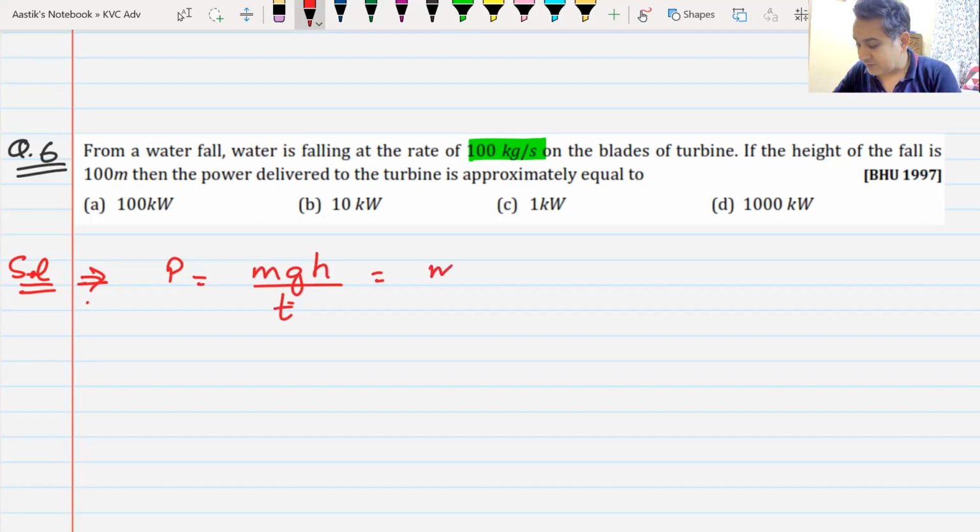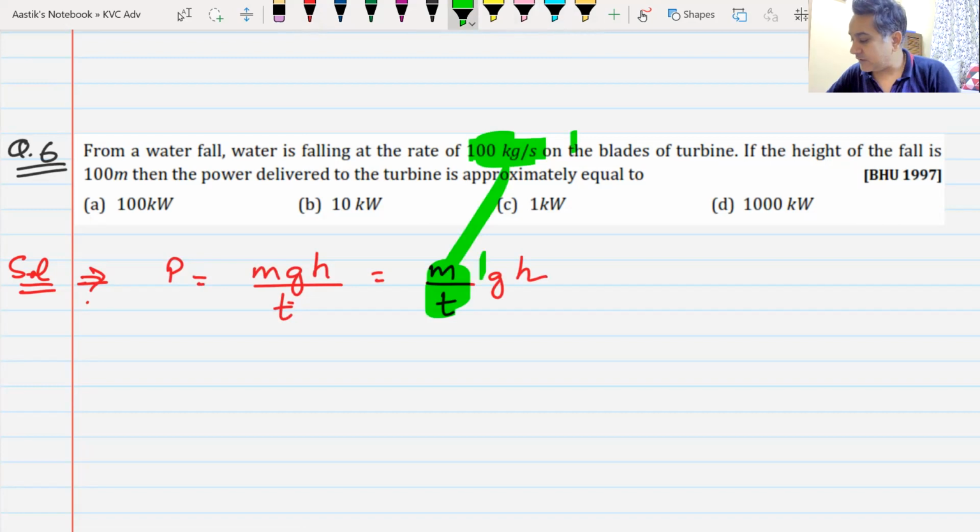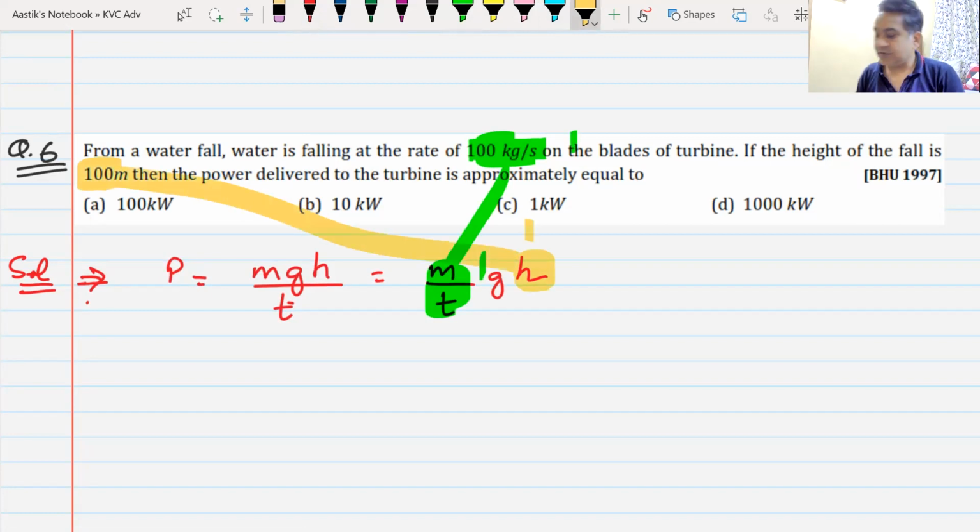You can write it like this: rate at which the mass is falling multiplied by g multiplied by h. Do you understand what I'm writing here? Yes, sir. This is given as 100. g, everyone knows. This is given as this. You can put the values and get the answer. Do we understand this? Yes, sir.